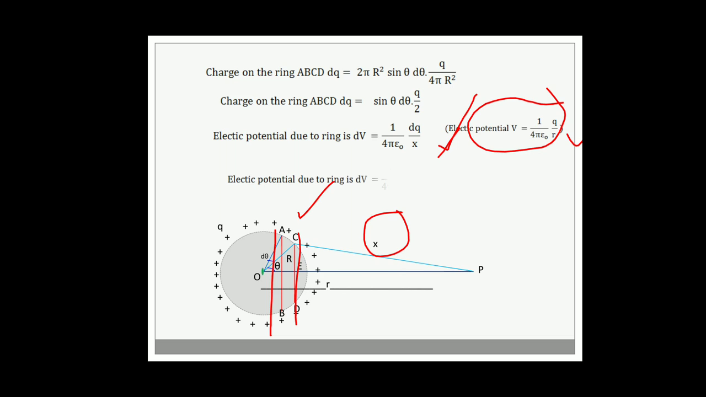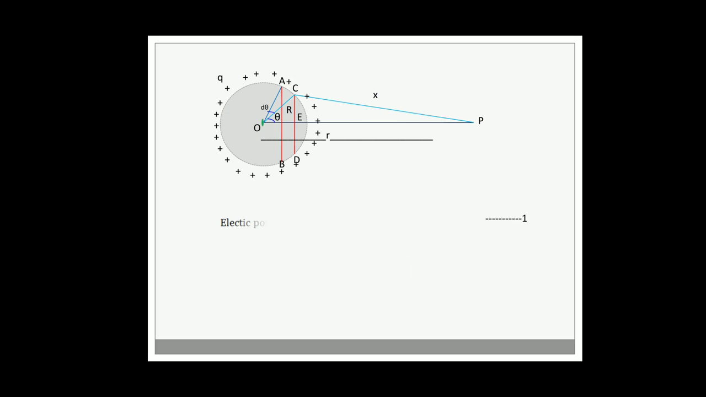But we know dq is equal to sin theta d theta into Q by 2. When we substitute into that equation, the electric potential due to ring ABCD, that is dV, is equal to 1 by 4 pi epsilon naught into sin theta d theta Q by 2 by x, where there are two variables. One is theta, which is variable, and the second one is x, which is also variable. So we cannot integrate this equation to determine the total potential because there are two variables. So for this case, we have to change this equation into a single variable.